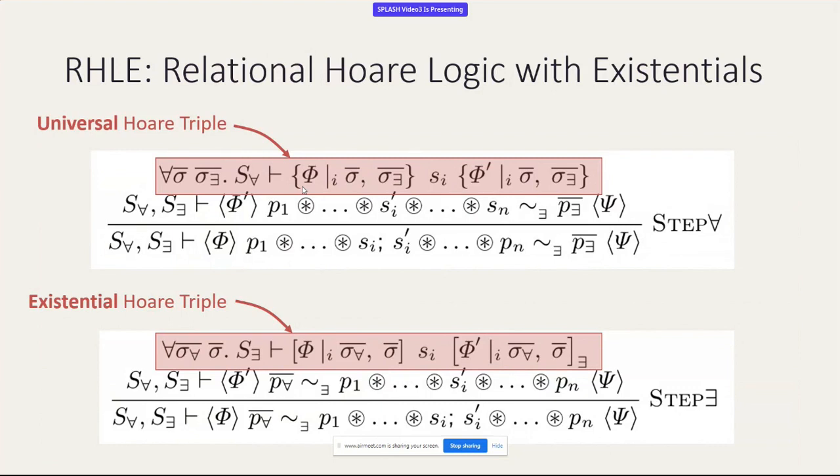The important thing to note is that when we take a step on the universal side, we step to a new precondition and we discharge that to the universal Hoare logic for single execution. When we do it for the existential side, we'll use the existential logic, and that's how those two single execution logics fit together into the relational logic.